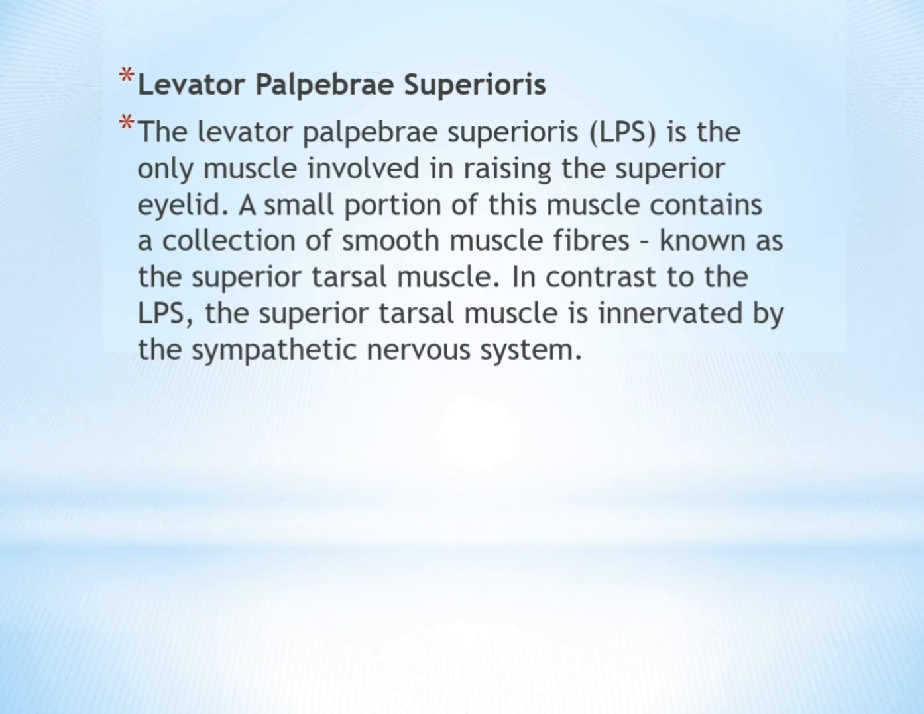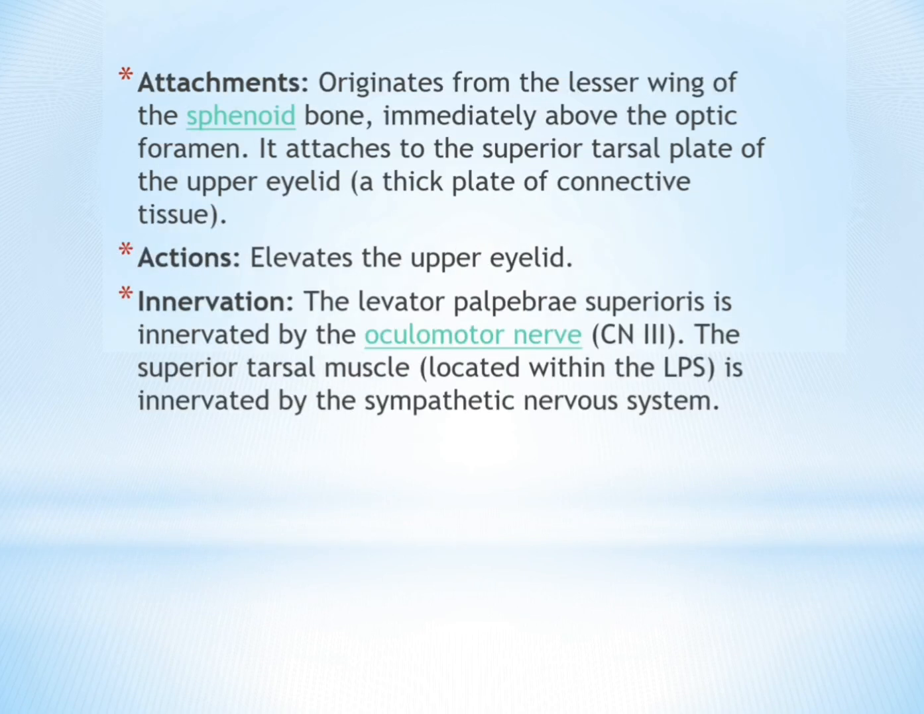Levator Palpebrae Superioris, which we commonly just call LPS, is the only muscle involved in raising the superior eyelid. A small portion of this muscle contains a collection of smooth muscle fibers known as the superior tarsal muscle. In contrast to the LPS, the superior tarsal muscle is innervated by the sympathetic nervous system.